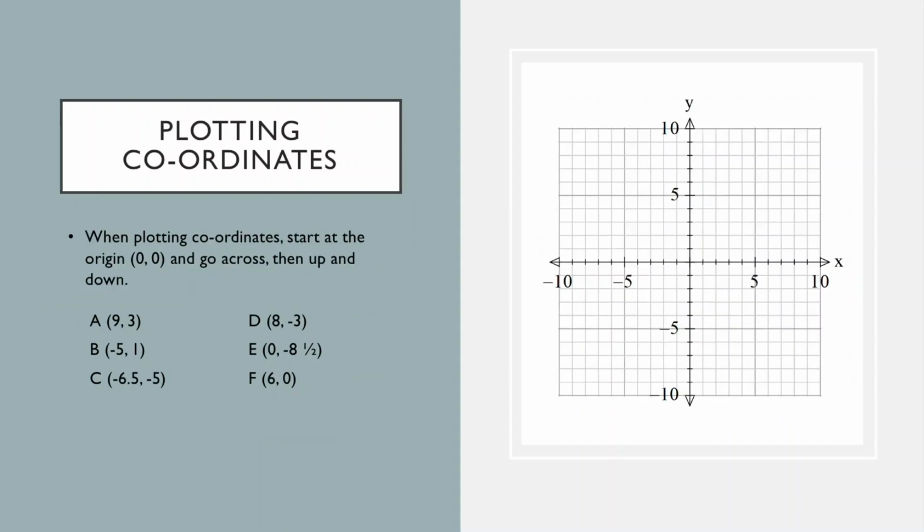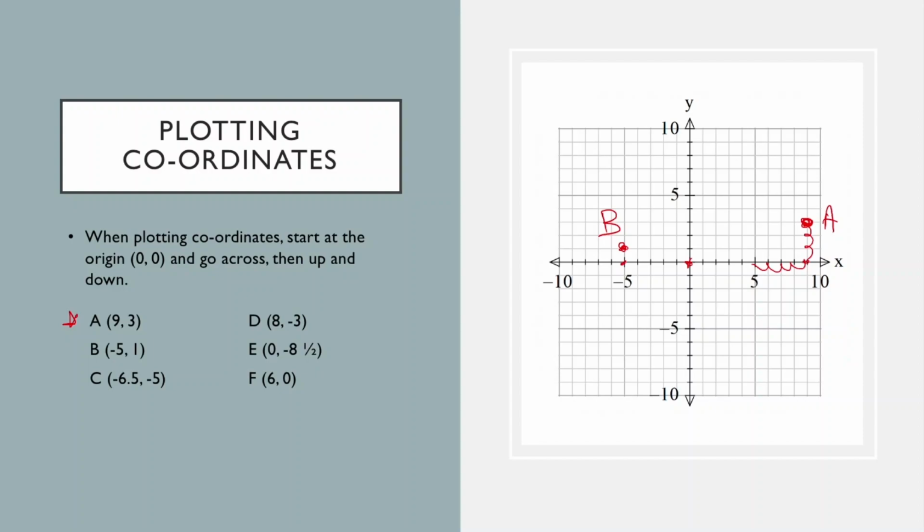Now, we are doing the opposite here. We are plotting the coordinates. So let's start with A. X coordinate is 9, Y coordinate is 3. So we start from the origin. We're going to go 9 across. Let's start from 5, 6, 7, 8, 9. And then we're going to go 3 up. 1, 2, 3. And then we're going to put the letter A there to say that it's the coordinate A. Coordinate B, negative 5 is right here. And then you go 1 up. And let's write B, so we know which coordinate it is.